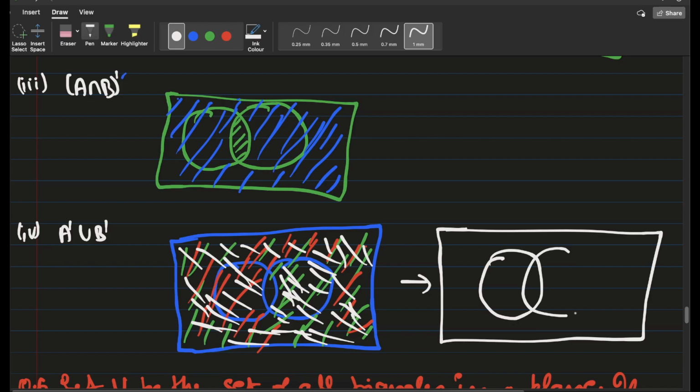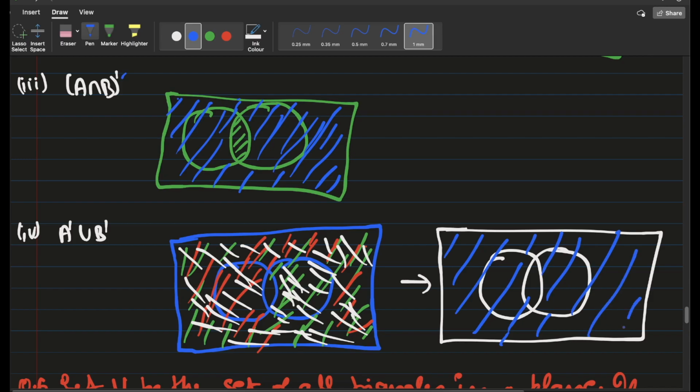This is our A, this is our B. What will be A intersection union B intersection? This whole part except the intersection part. Just here.